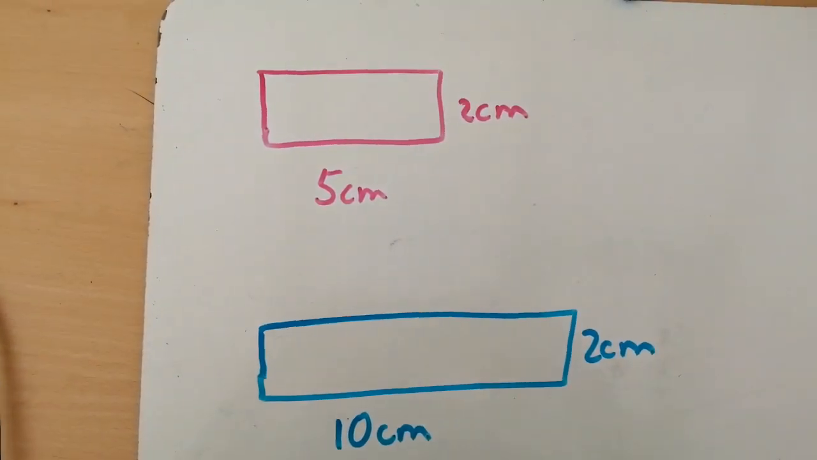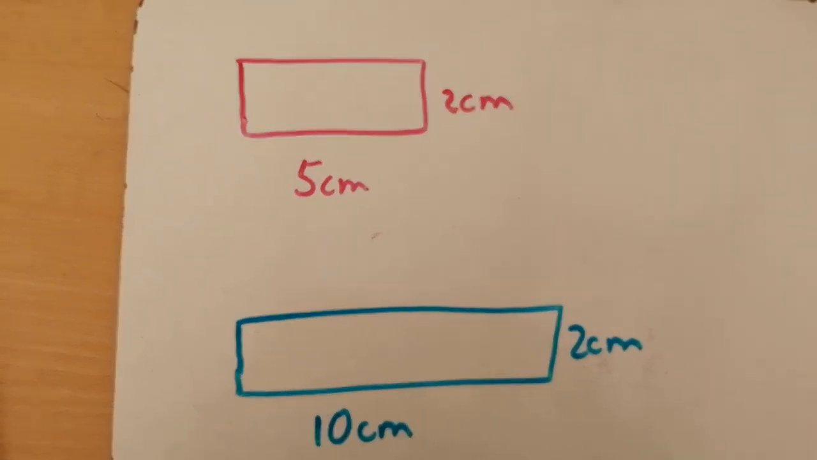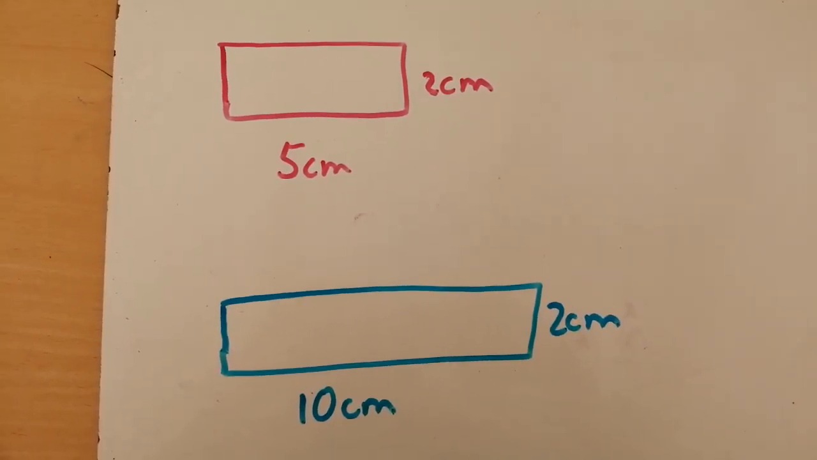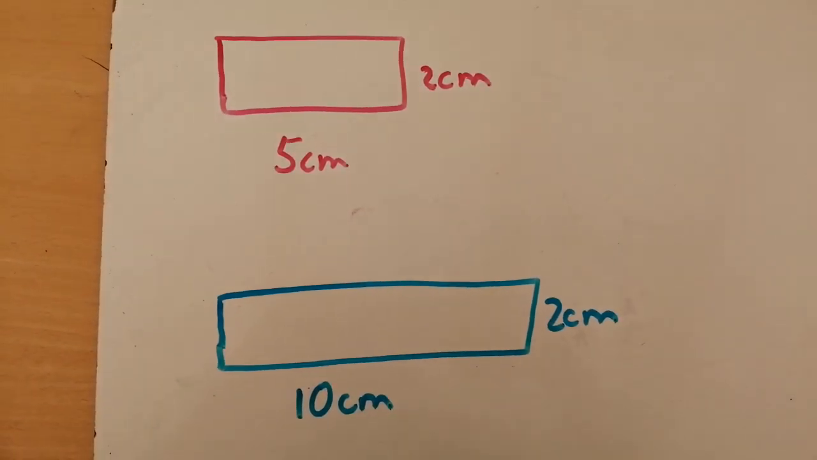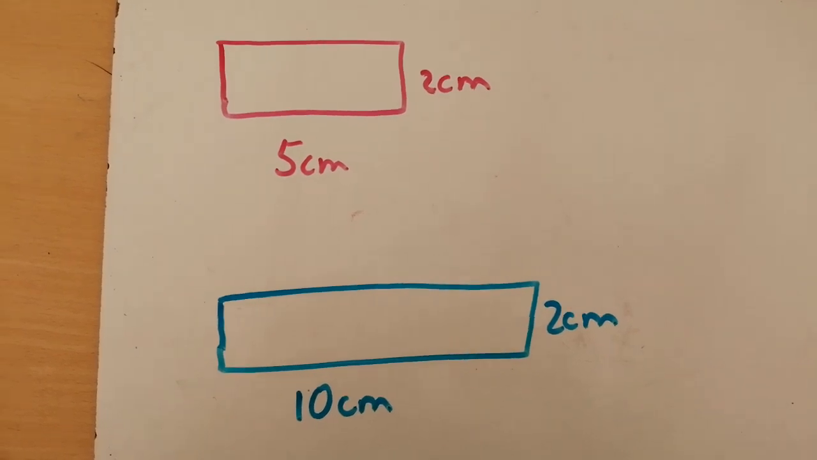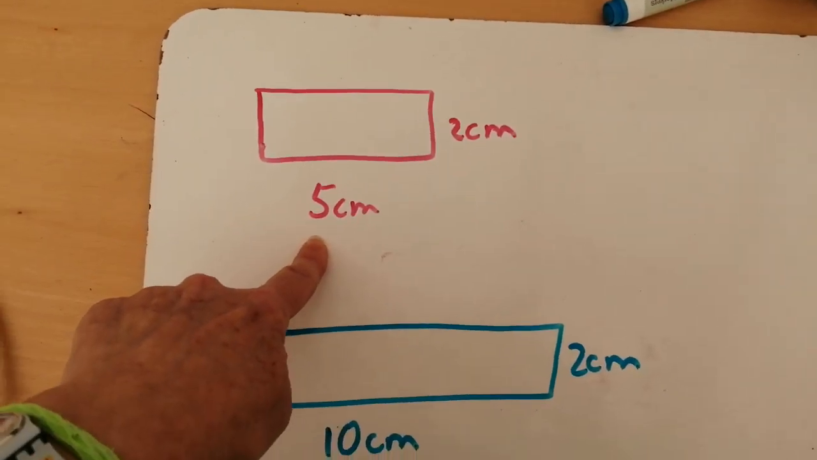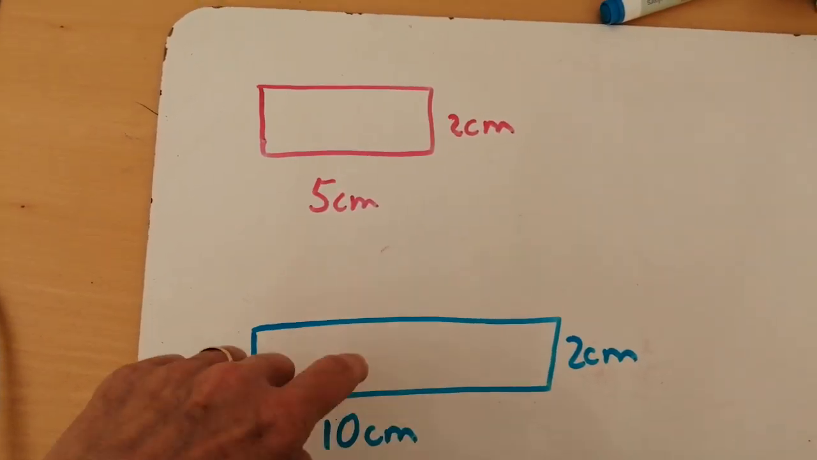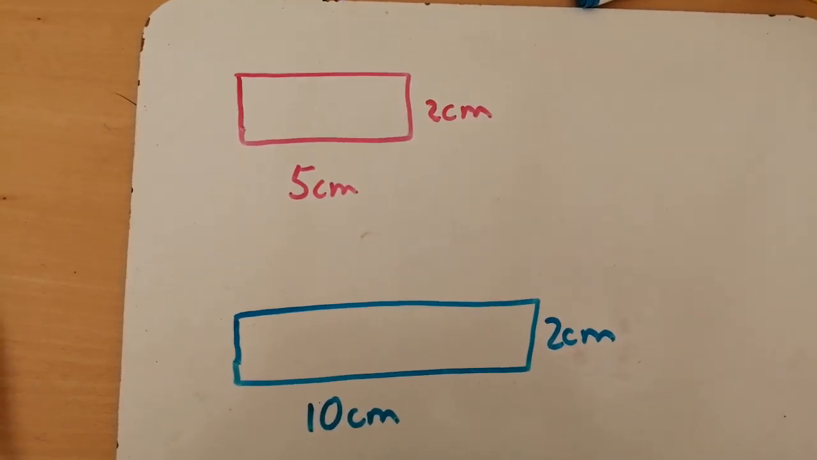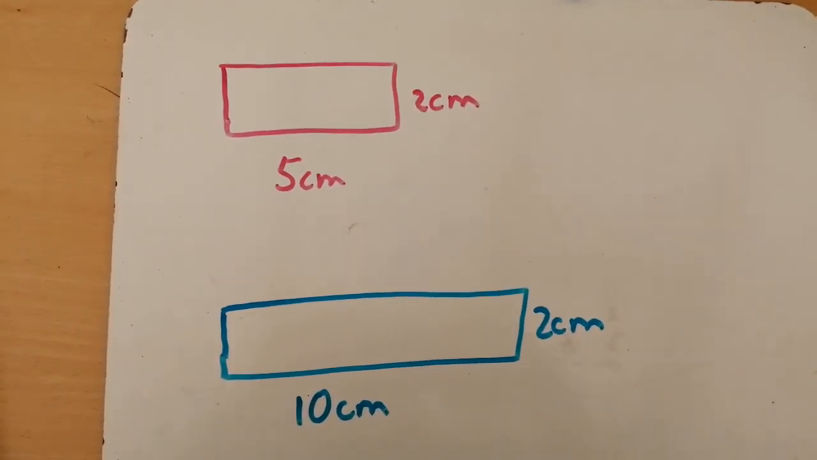On these shapes I've made a deliberate mistake, where I've attempted to increase by a scale factor of 2. But you can see that the shapes don't look the same anymore. The blue one looks much longer and thinner, and that's because I've only enlarged the width, the 5 centimetres, by a scale factor of 2 to make 10, and I haven't done the height. So when you enlarge, which means make bigger, a shape by a scale factor, you have to do every length.